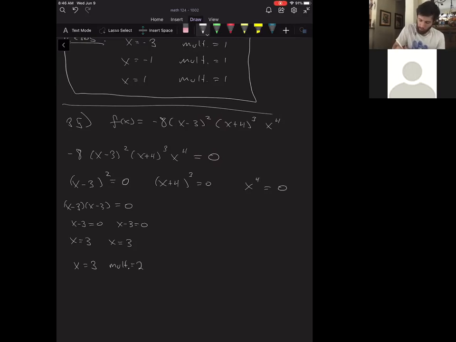If we solve this one equal to 0, we're just going to get x plus 4 is equal to 0, but we're going to get that 3 separate times because that's a cubed up here. So we would just write that out 3 different times. But just to save time, we don't need to do that. So with this one, we're going to get x is equal to minus 4 with our multiplicity equal to 3.